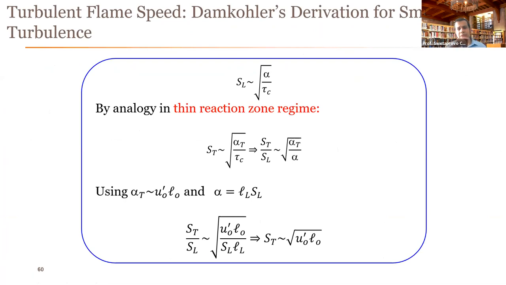Now this is the expression that Damköhler derived. And ironically, it is still one of the finest expressions that probably describes experimental data. Okay, so that's the way the derivation goes. You can write the standard planar laminar flame speed as scaling essentially as your thermal diffusivity divided by a chemical timescale.